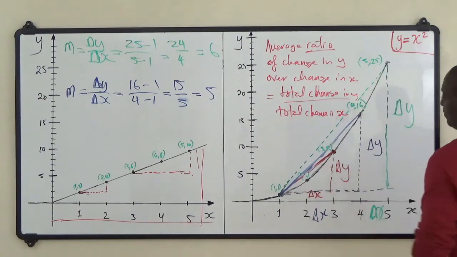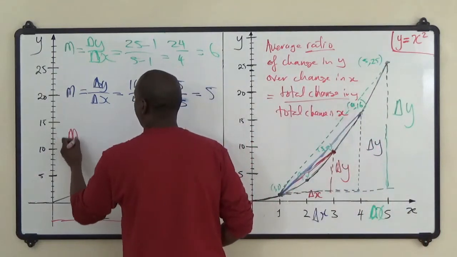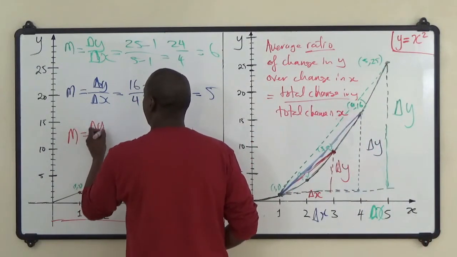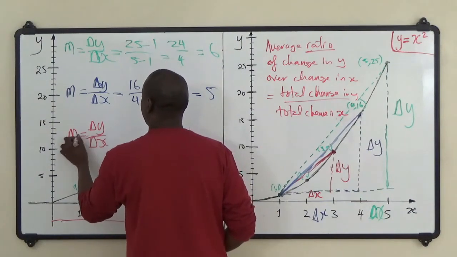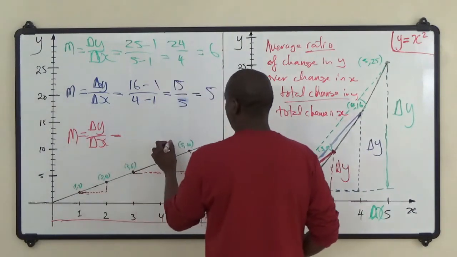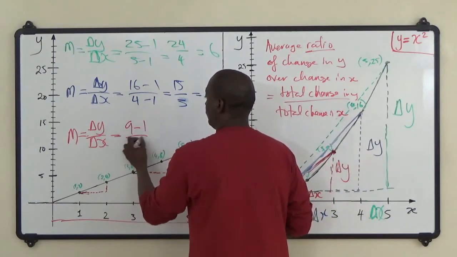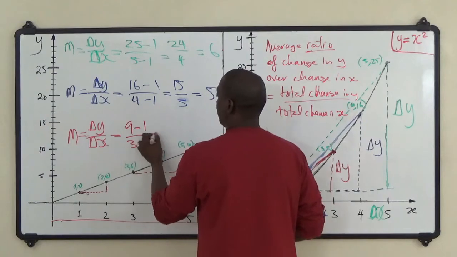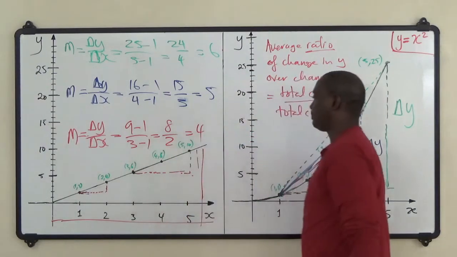Gradient between 1, 1 and 3, 9. So m is equal to the change in y over the change in x, which is equal to 9 minus 1 over 3 minus 1, which is equal to 8 over 2, which is equal to 4.